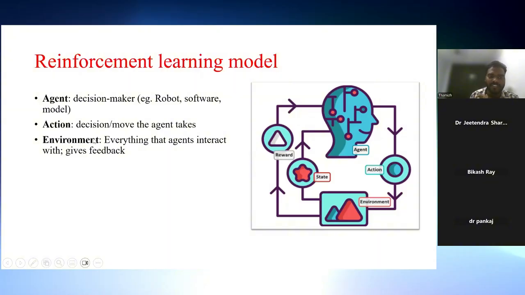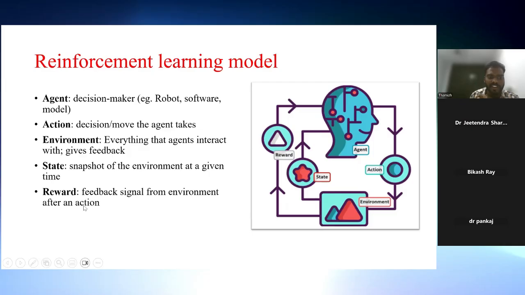The environment is what the agent interacts with, and it gives feedback to the agent. The state is a snapshot of the environment at any given point in time. The reward is a feedback signal from the environment once the action is taken by an agent. This sequence of events keeps on happening, and each sequence is called a trajectory, which can include a sequence of states, actions, and rewards from start to end.